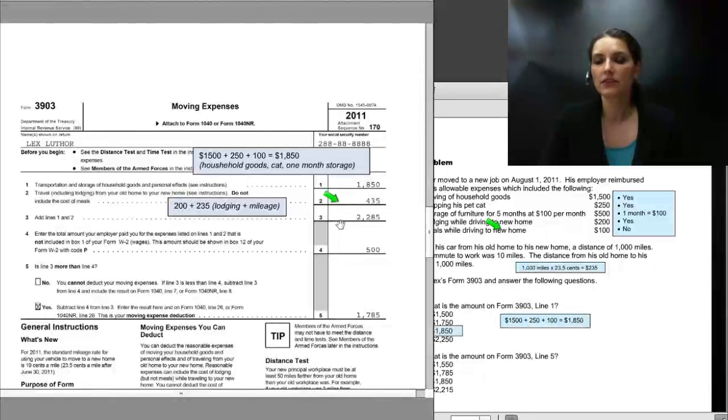We add those two numbers together, that is $1,850 and $435, and we get $2,285. Next, we have to subtract out the employer reimbursement that was $500, and on line 5, we enter his total allowable deduction of $1,785. So that concludes the review of the Session 7 quiz answer key. Let's take a look at the Session 8 homework assignment now.